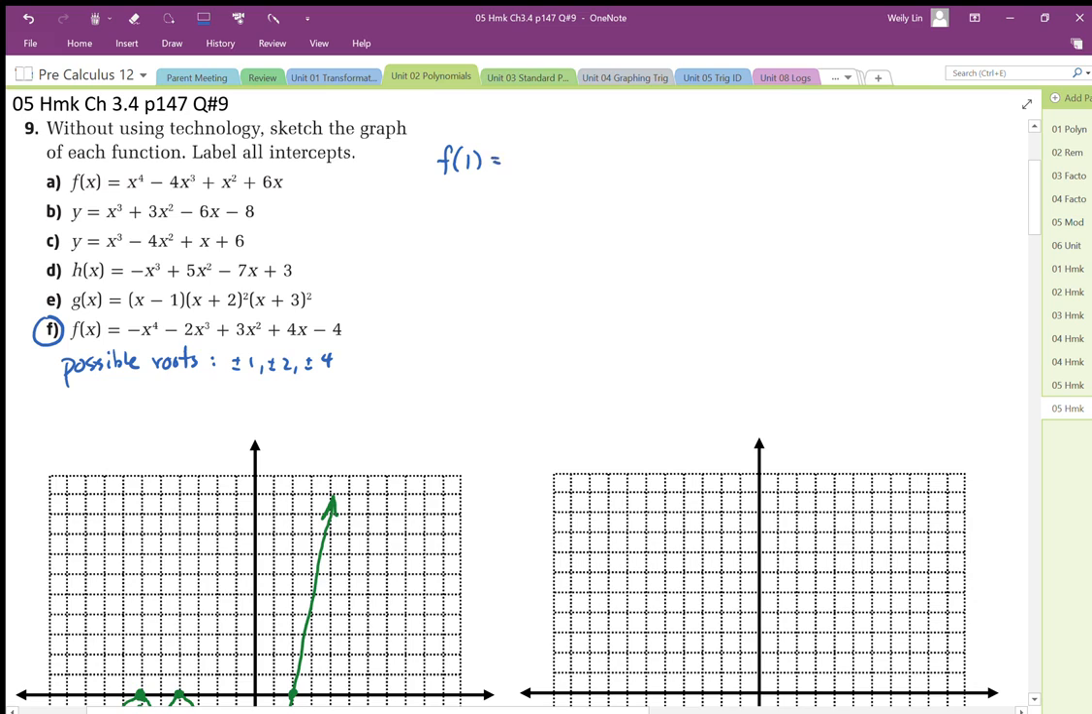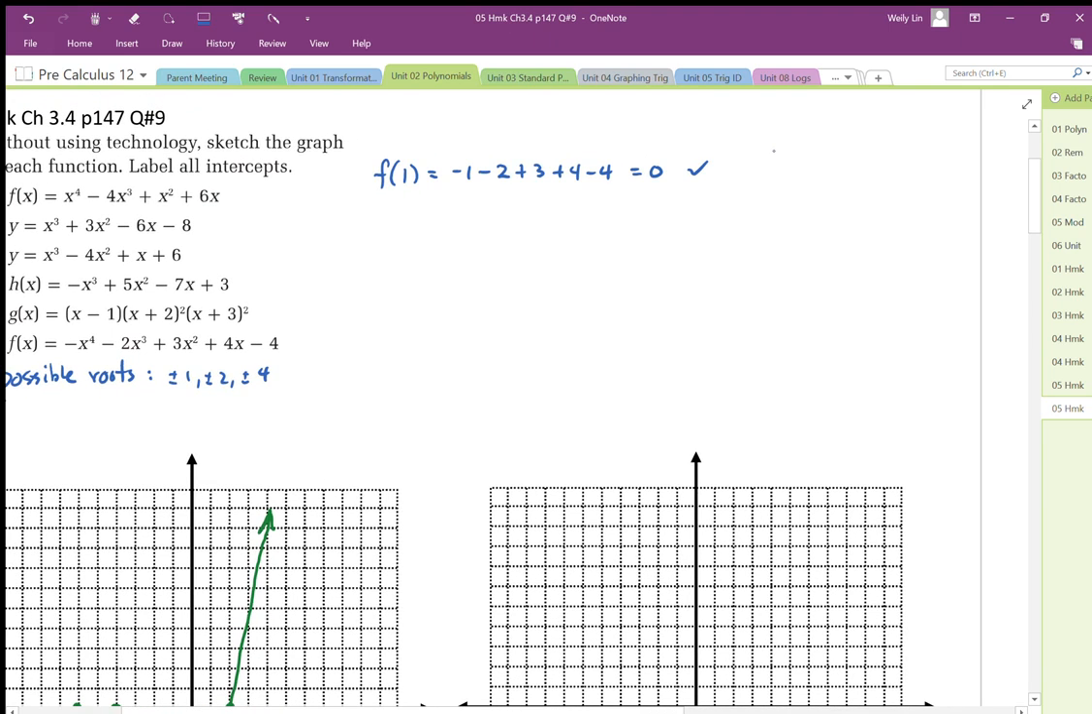When x is 1, I get negative 1 minus 2 plus 3 plus 4 minus 4. So that is 0, so that is a factor. So one of my factors then is going to be x minus 1.